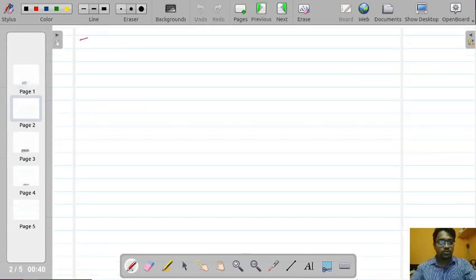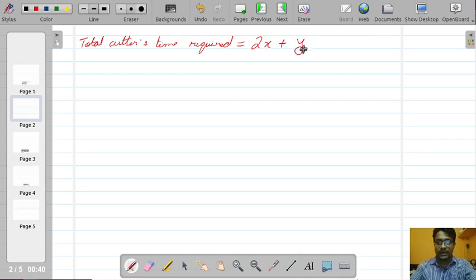So total cutter's time required is equal to what? Twice x, because each lamp A requires 2 hours of cutter's time and each lamp B requires 1 hour of cutter's time. So total cutter's time required is twice x plus y.